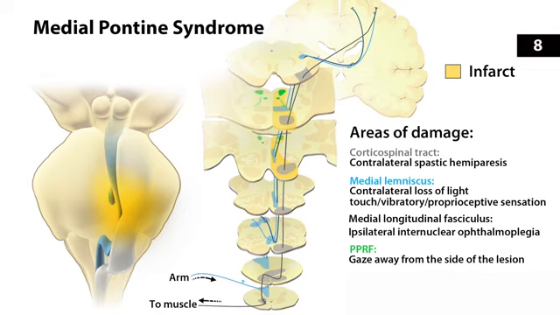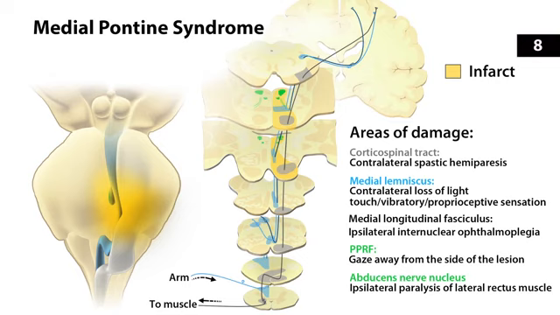So both the MLF and the PPRF are involved with coordinating conjugate gaze, and damage to the PPRF makes the patient's gaze drift away from the side of the lesion. We didn't see that in our patient, but you certainly could. But we did see ipsilateral paralysis of the lateral rectus muscle due to damage of the cranial nerve 6 nucleus, the abducens nerve. Now, we said that lateral pontine strokes are uncommon, but medial pontine strokes are much more common.